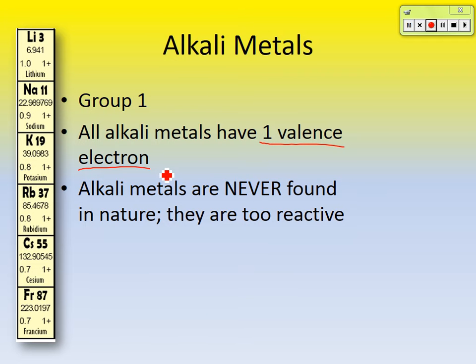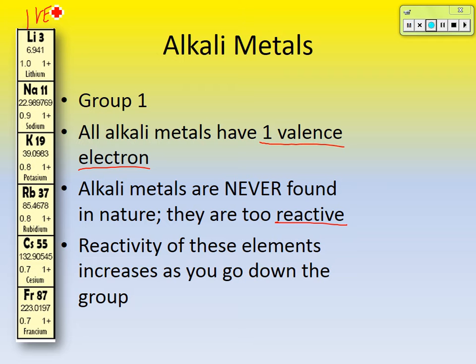The alkali metals are never found pure in nature. They're always with somebody else. And the reason for that is they're very reactive. They have one valence electron, so they're always going to try and give that electron to somebody else on the periodic table, and they're going to form a chemical bond, so they're always going to be with somebody else. They're never going to be found by themselves.